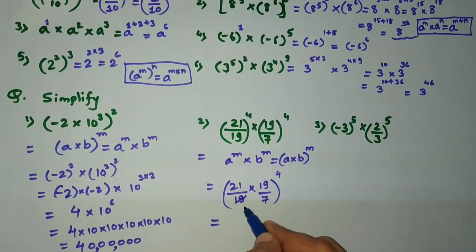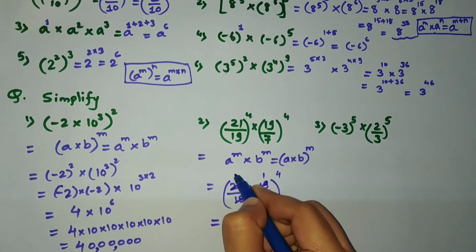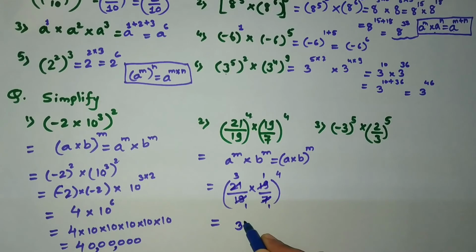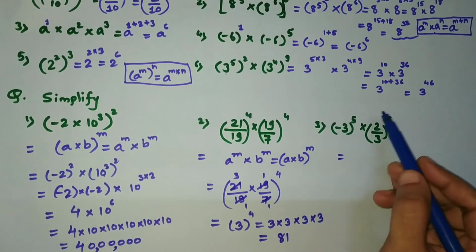So friends, here we can cut: 19 ones are 19, 19 ones are 19, here 7 ones are 7, 7 threes are 21. So we'll get 3 to the power 4. And we know that 3 to the power 4 is 3 into 3 into 3 into 3, which is nothing but 3 3s are 9, 9 3s are 27, 27 3s are 81.